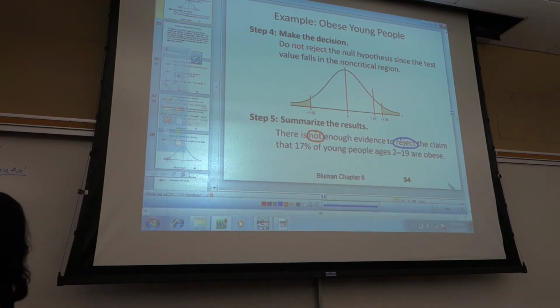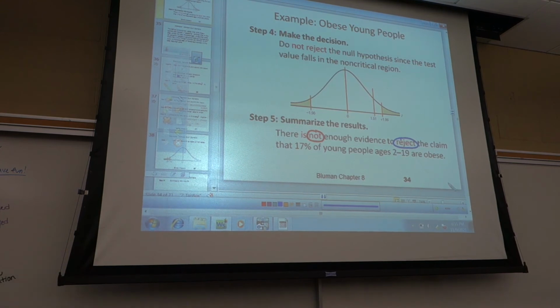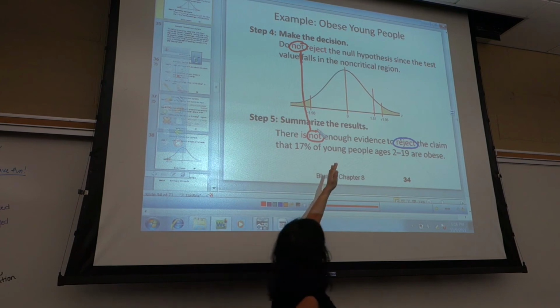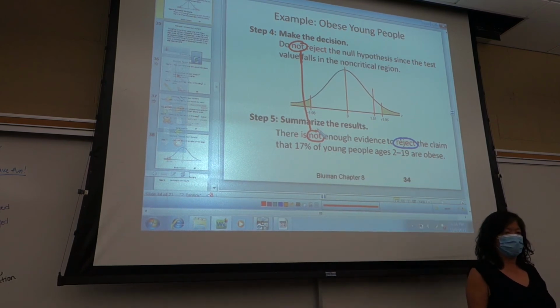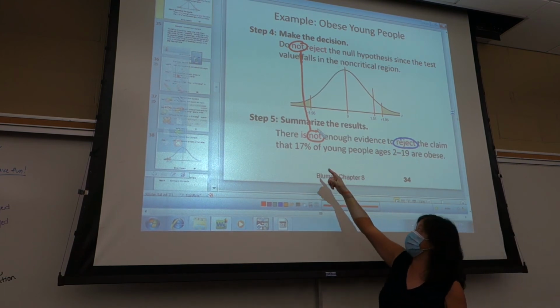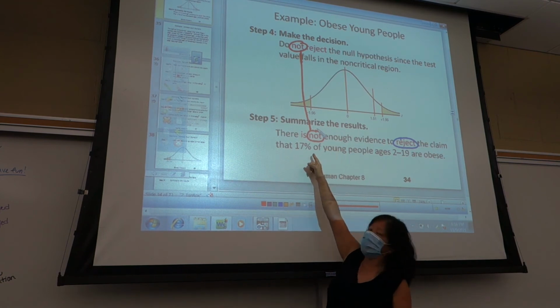That's important. The first part matches step 4. So everyone look up and see the not. Does everyone see the not here? Yeah. That comes from this not here. They match up. If you do not reject H naught, you do not have enough evidence. You're in this not enough evidence area. If you did reject H naught, then you would have enough evidence. Does that make sense? Rejecting H naught means there is enough evidence. Not rejecting H naught means there is not enough evidence.